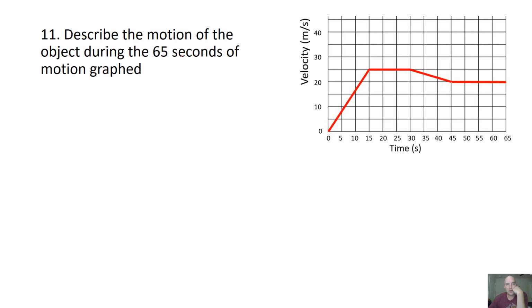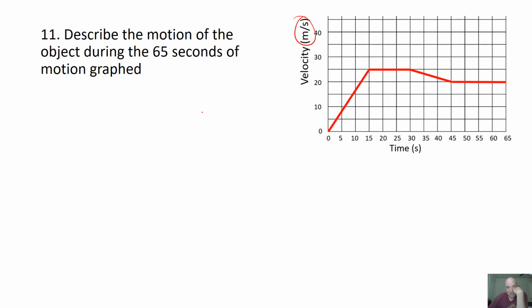Okay, describe the motion of the object during the 65 seconds of the motion graphed. Okay, so this is a velocity time graph now. So you're looking at different things. As you go forward, you're getting faster. The only place you would be not moving is right at the 0 point. There's only one time where this object's not moving, and that's at the beginning.